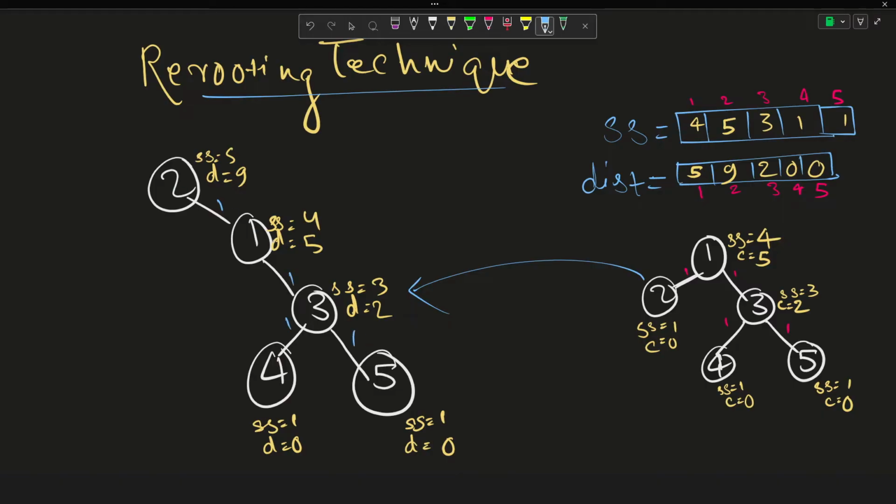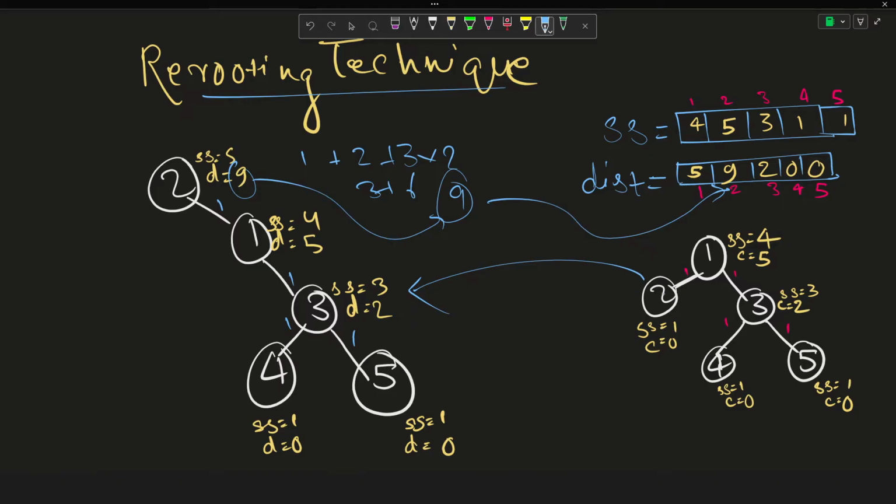So from 2 to 1 it is 1, plus from 2 to 3 it is 2, plus from 2 to 4 and 2 to 5 it is 3 each, so 3 into 2, so we will get 3 plus 6, that is 9, and this is now correctly stored in the distance array as well. I think by now you must have realized that just by using the previous information we derived the correct result for this second node, and not by doing a complete DFS call.